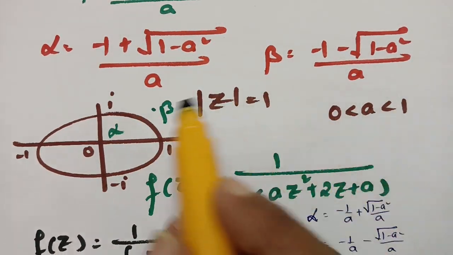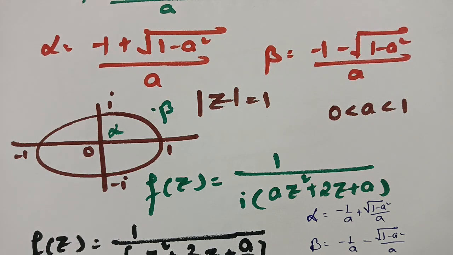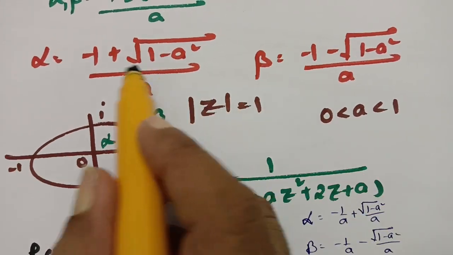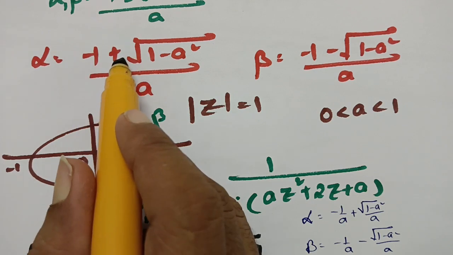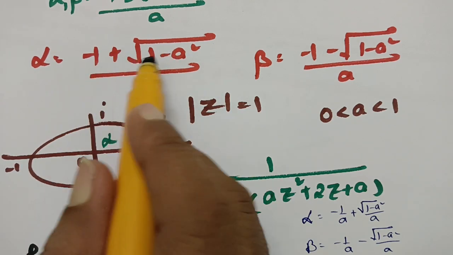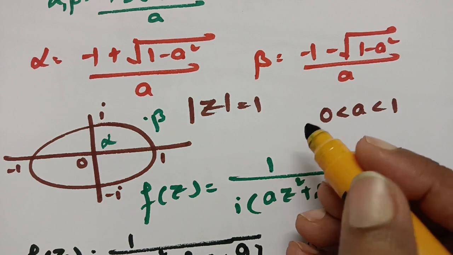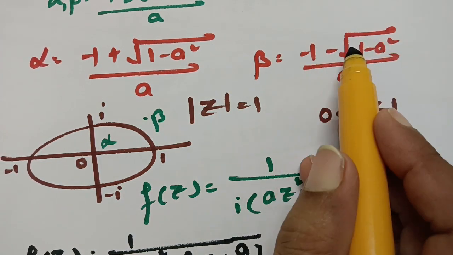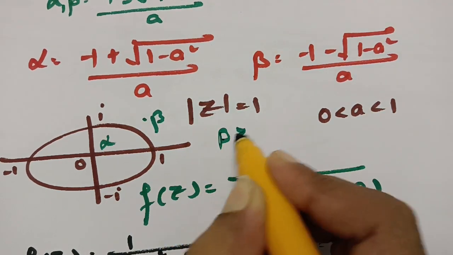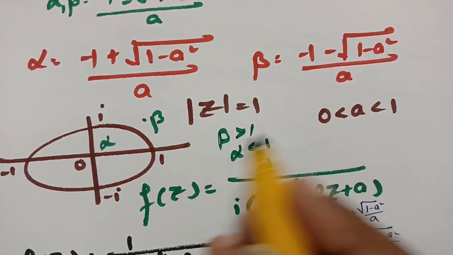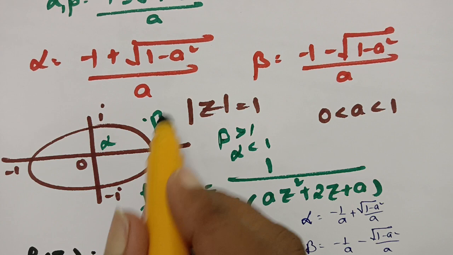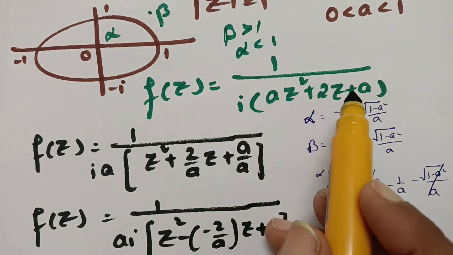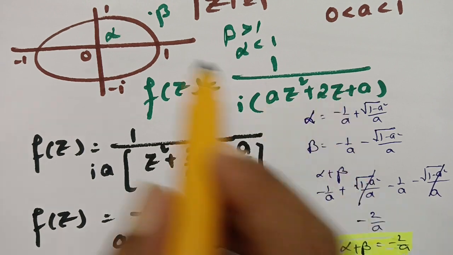So we have to check whether the poles are inside or outside the circle. If you observe here, this is minus 1 plus some value, so this will be less than 1, so the alpha value is less than 1. And this is minus 1 minus some other value, so beta is greater than 1 and alpha is less than 1. So the beta value lies outside the circle and alpha within the circle, and therefore we have to find the residue for the interior pole.